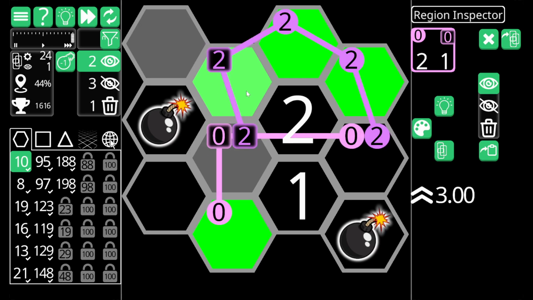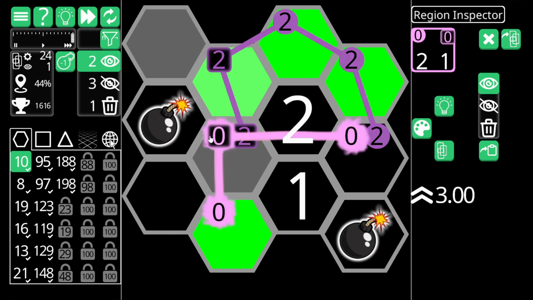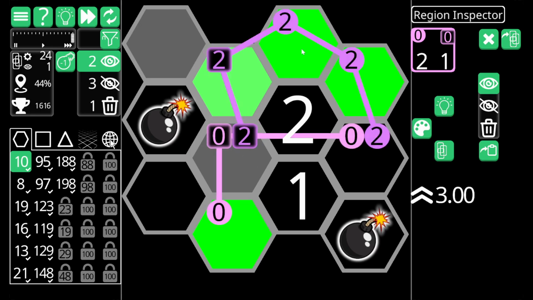So I guess likewise, that's why you can't have a mine. You can't have a mine here, because then you'd need all 3 of these, but then to balance out to 0, you'd need a mine here, and then the 2 would be broken.